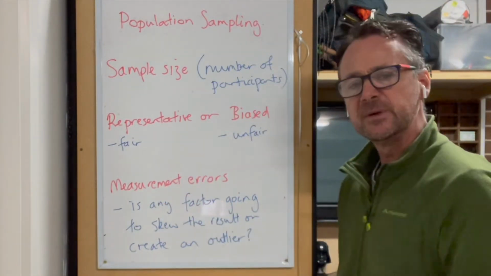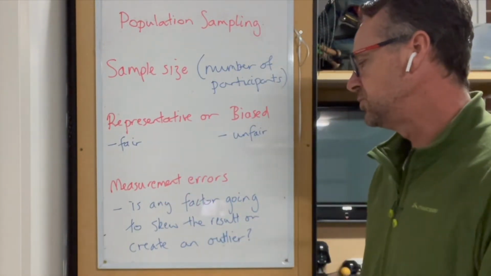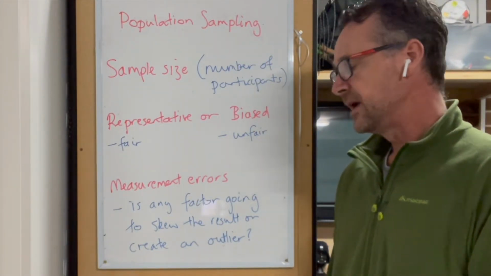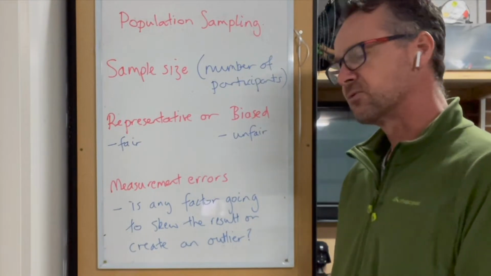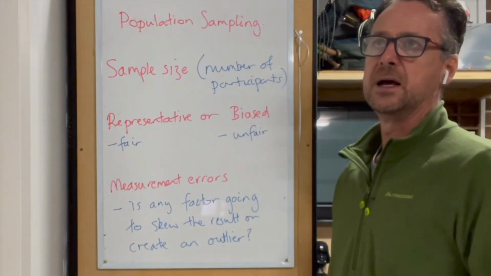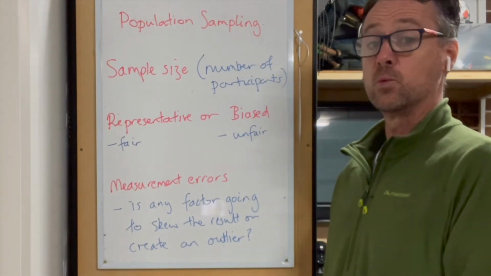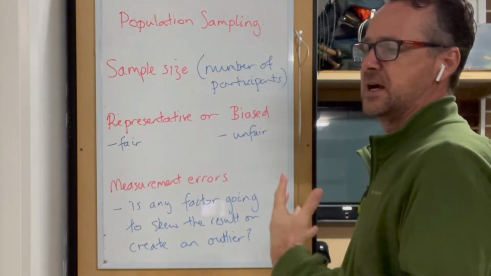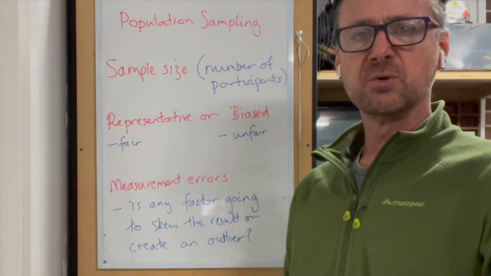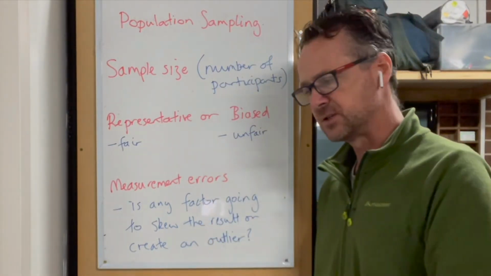Lastly here, measurement errors. So this is where you've done something within the way you've conducted the survey that could potentially affect the result or skew the result or create an outlier. So for example, measurement errors can sometimes be in the way you ask the question. So you could ask a question where you'd say, wouldn't you agree? And so you're pushing the person to agree with you when you go to ask the question.